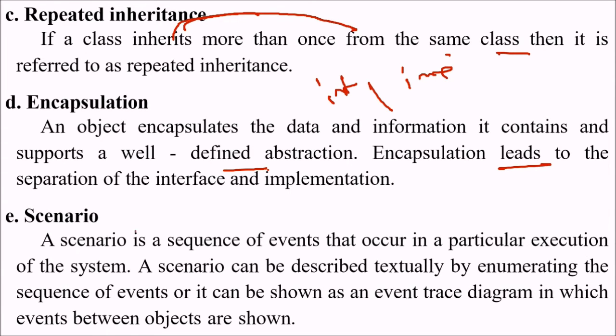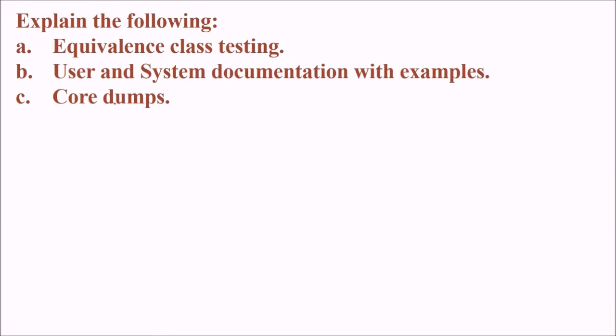Scenario. What is a scenario? A scenario is a sequence of events that occur in a particular execution of a system. A scenario can be described textually by enumerating the sequence of events, or it can be shown as an event trace diagram in which events between objects are shown.